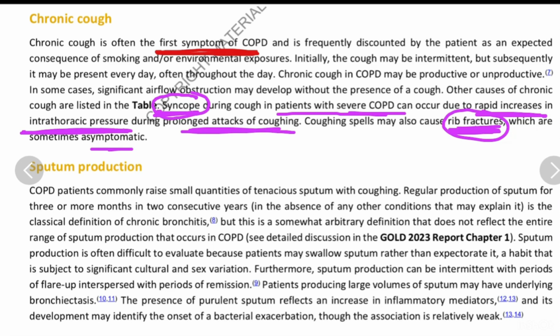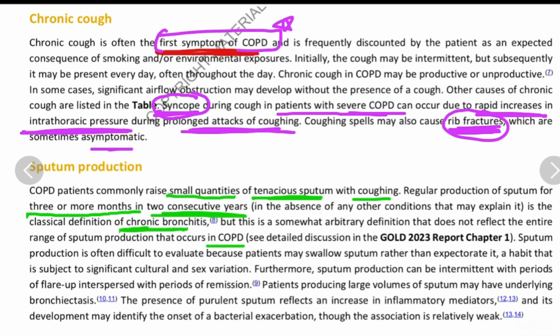Very, very important. And chronic cough is the first symptom of COPD. We have to remember this also. Now we will come to sputum production. COPD patients commonly raise small quantities of tenacious sputum with coughing. Regular production of sputum for 3 or more months for 2 consecutive years is the classical definition of chronic bronchitis, as we know. But this is a somewhat arbitrary definition that does not reflect the entire range of sputum production that occurs in COPD. So it is not necessarily that sputum production will be there in COPD patients.